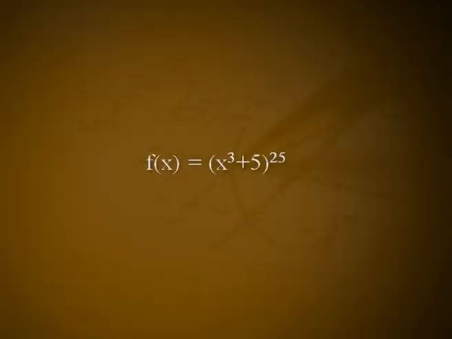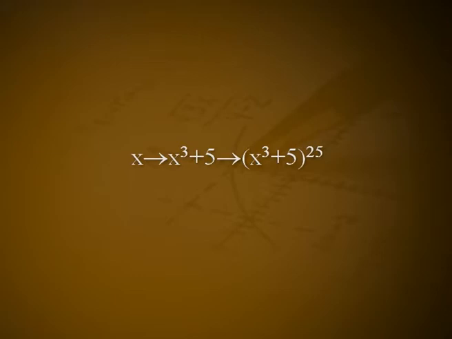We now turn to an important rule of differentiation, namely the chain rule. Let us consider a real valued function f of x equal to (x cube plus 5) whole raised to 25. To find the derivative of this function using rules stated so far, we have to expand (x cube plus 5) whole raised to 25 and differentiate. Consider the diagram. x goes to x cube plus 5, then goes to (x cube plus 5) raised to 25, a function followed by another function.